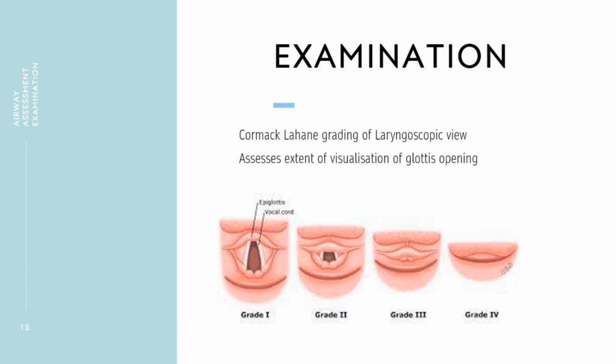The last one is, during routine laryngoscopy, what is the laryngoscopic view that we get? It is named as Cormack-Lehane grading of laryngoscopic view. It assesses the extent of visualization of the glottis.